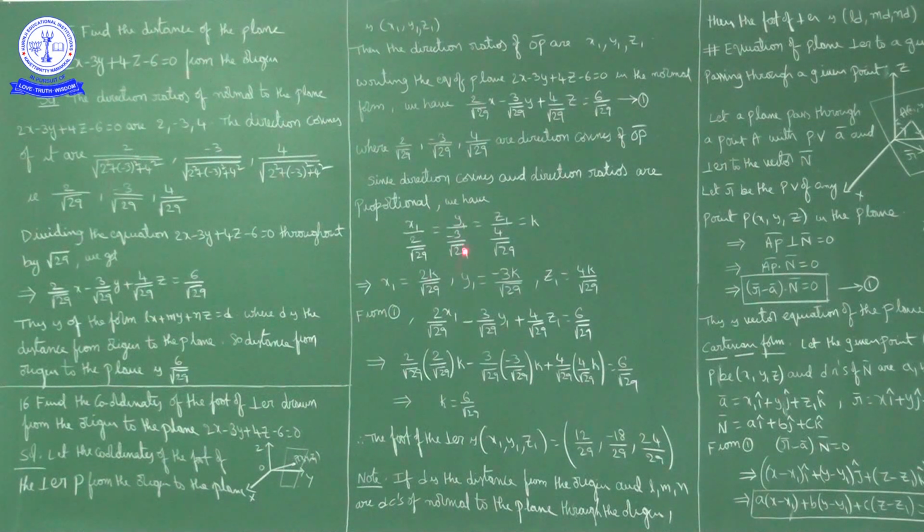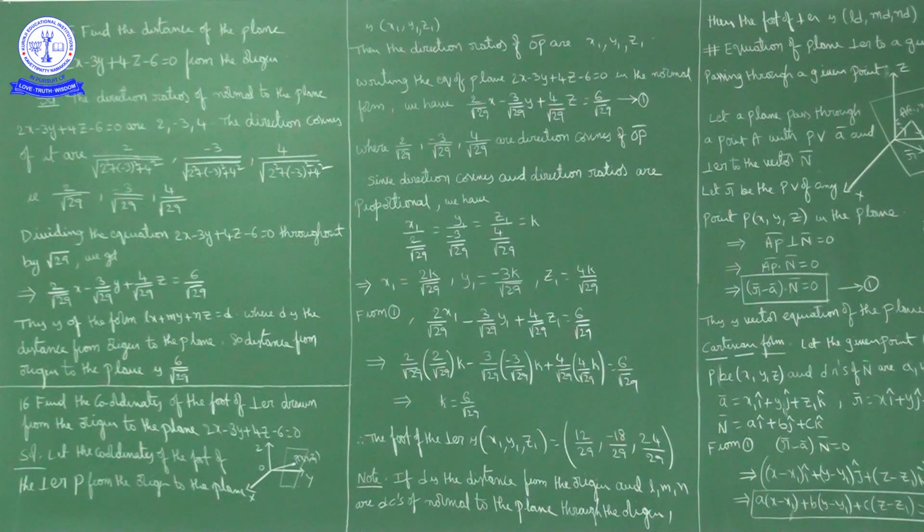y1 is equal to minus 3k upon root 29 and z1 is equal to 4k upon root 29. So what is the foot of perpendicular from origin to the plane? P(x1, y1, z1), nothing but P(2k upon root 29, minus 3k upon root 29, 4k upon root 29). To find this point we have to find what k is.